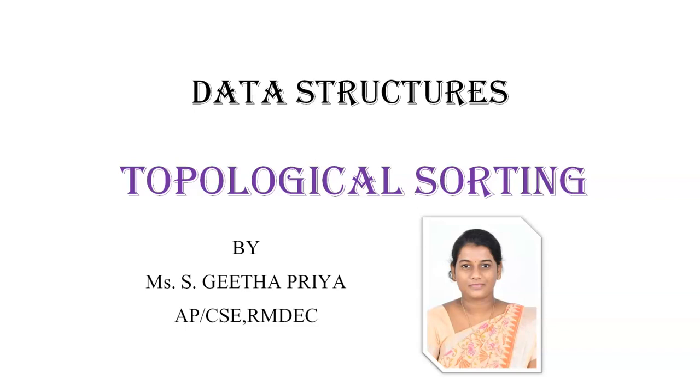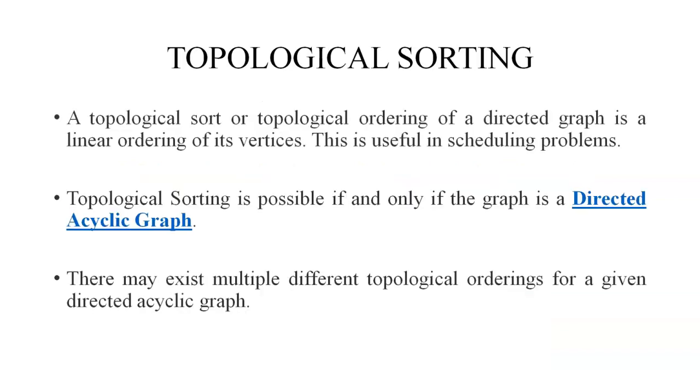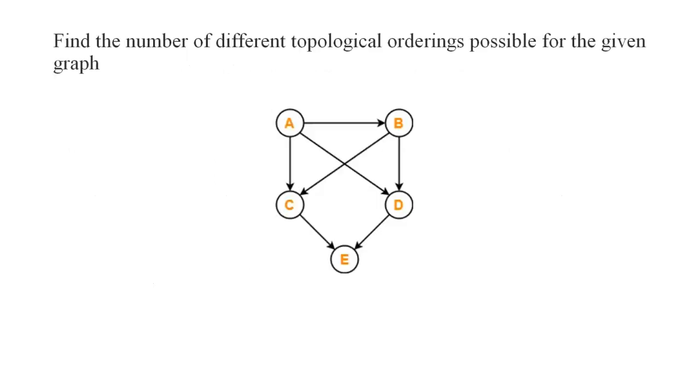In this lecture we will be discussing topological sorting. Topological sorting is used for ordering vertices in a linear order. So this type of sorting will be used for scheduling problems. To perform topological sorting, the thing you have to check with the graph is that the graph must be a directed graph as well as an acyclic graph. For one graph there may exist a number of orderings.